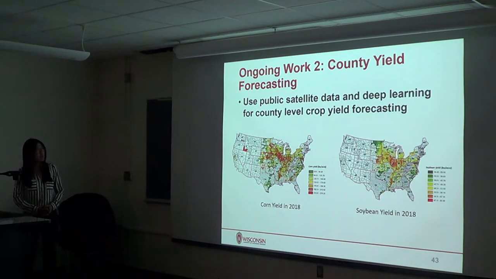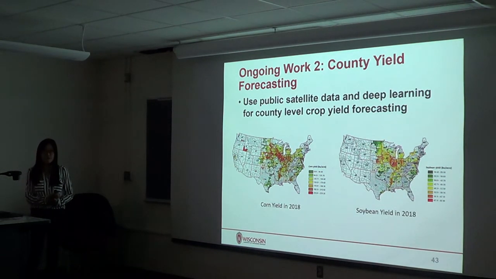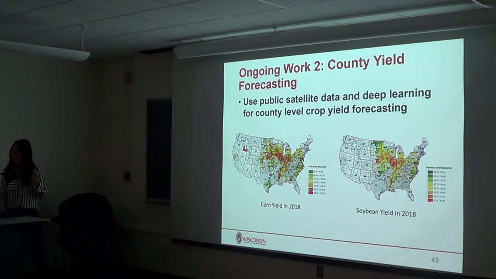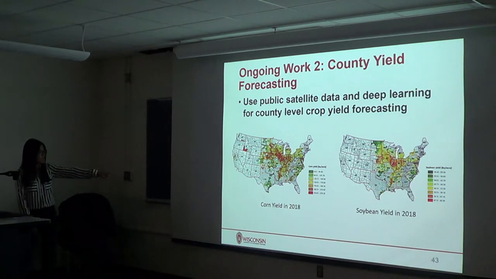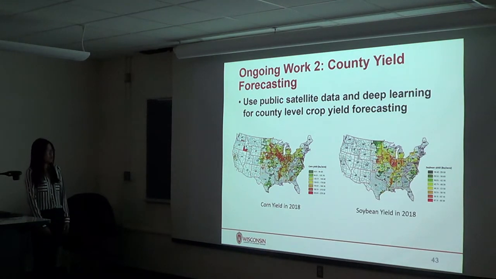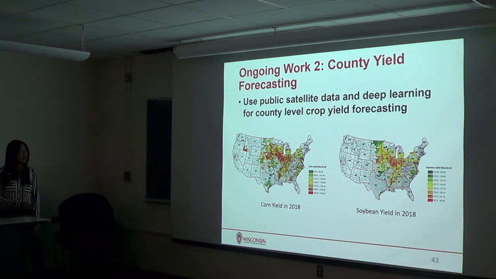Yeah, that's the field scale, high resolution UAV-based phenotyping. I'm also interested in working on the large scale. This is work I'm currently doing to develop a yield prediction model using deep learning and satellite imagery. Here are the yield data we got from USDA NASS. These are publicly available. This is for corn yield in 2018 and then for soybean. We are targeting the county level yield.